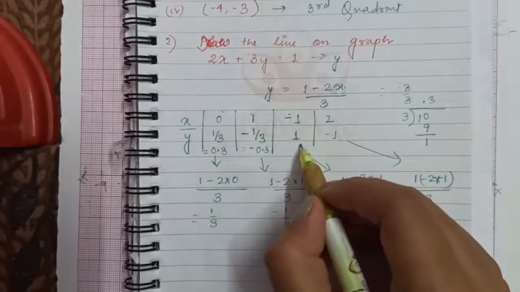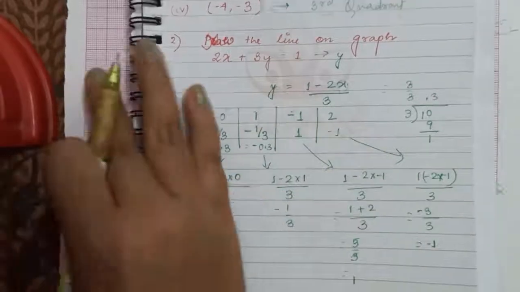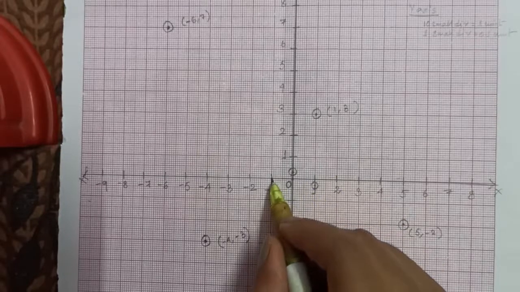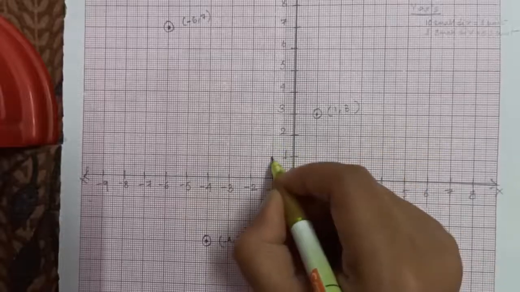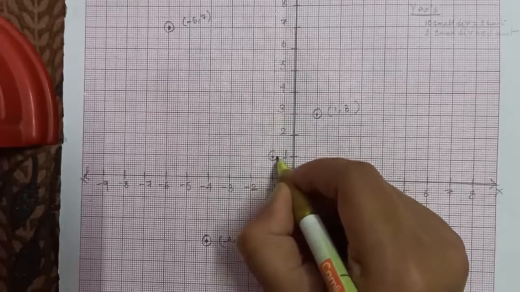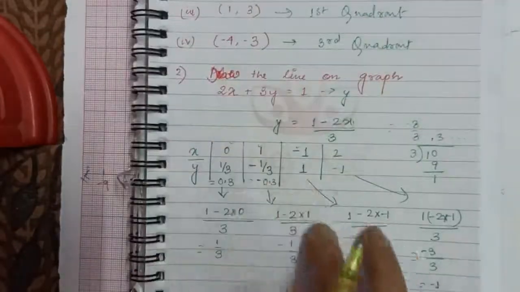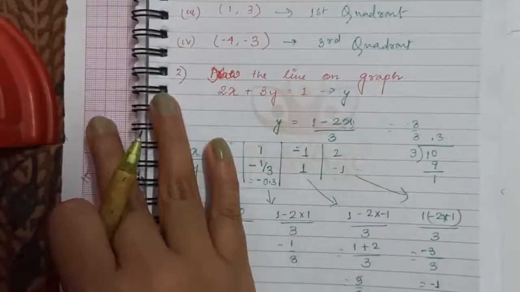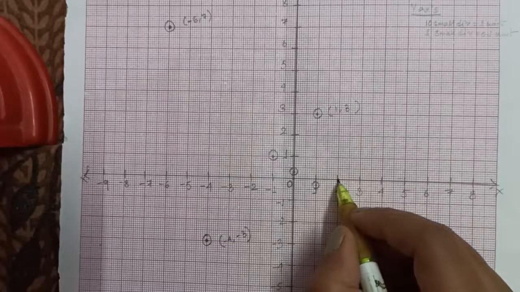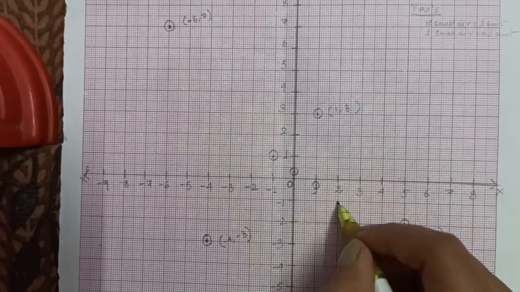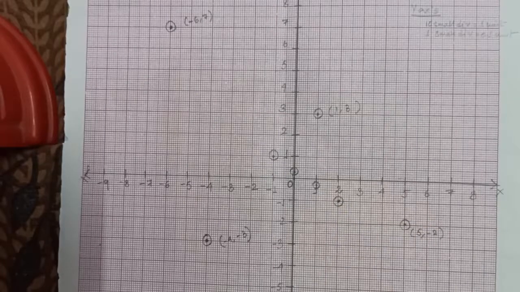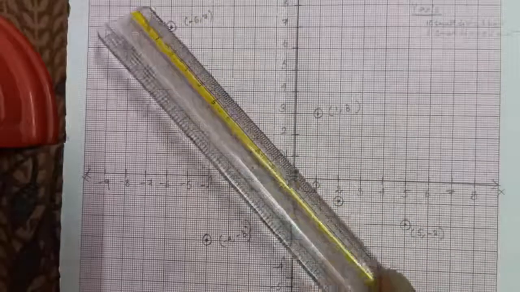Now the third one is what? x is minus 1, y is 1. So x is minus 1, this one, and y is 1. So my point will be here. And the fourth one is what? 2, minus 1. So x is 2, y is minus 1. Minus 1 this side. Now I have got 4 points, right?